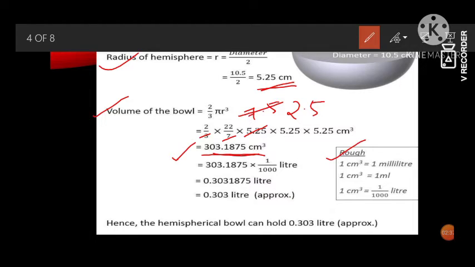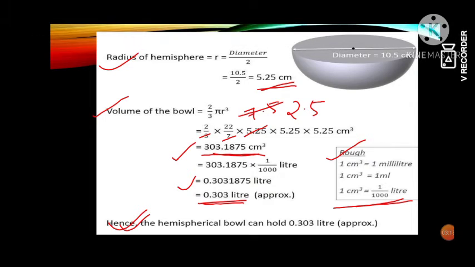Now we know 1 centimeter cube is equal to 1 milliliter. So 1 centimeter cube is equal to 1 by 1000 liter. So we will multiply it with 1 by 1000 to change the unit from centimeter cube to liter. So on multiplication with 1 by 1000, we will get 0.3031875 liters, which is equal to 0.303 liters approximately. So the hemispherical bowl can hold 0.303 liters of milk in it. So this is sum number 5.